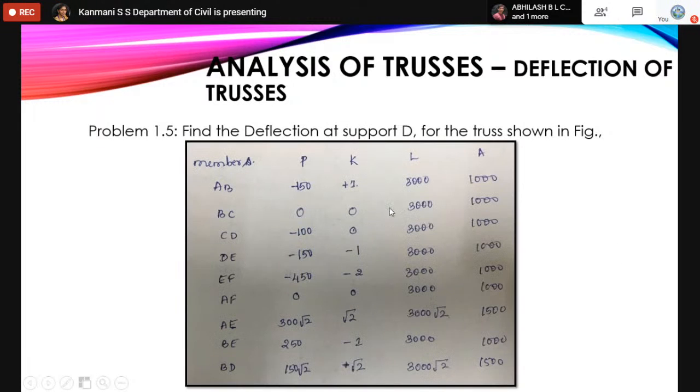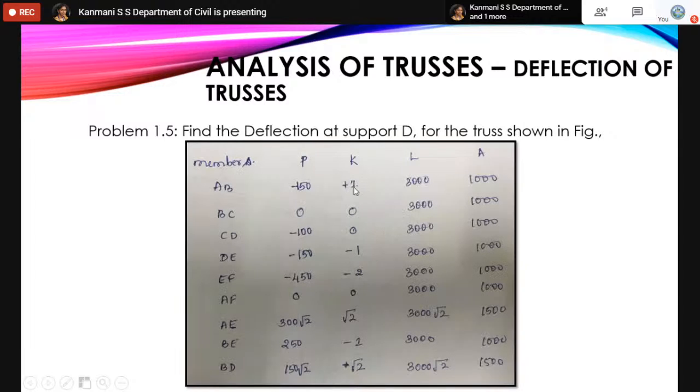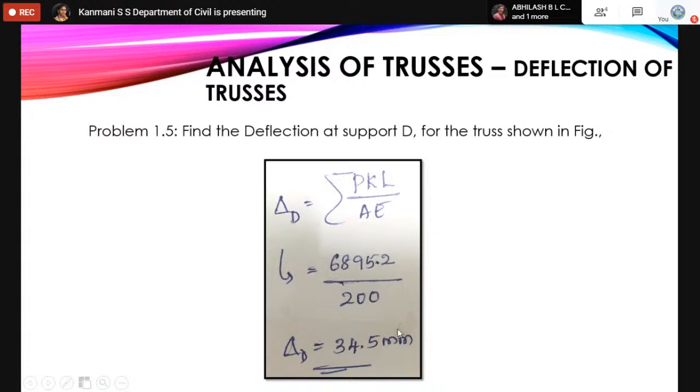After this table, we have to put the final formula of deflection, where deflection at D is equal to summation of PKL by AE. So what you can do is you can put another column here where you can get PKL by AE for each member. And for this problem, sorry, I forgot to mention, E is 200 Newton per mm square. E, Young's modulus of elasticity of the material, is 200 Newton per mm square. You have to take that value. Only then you will get this final answer.